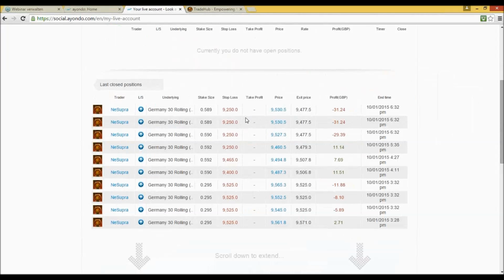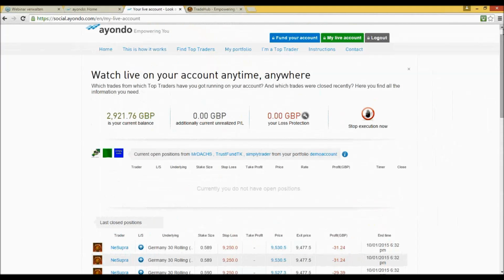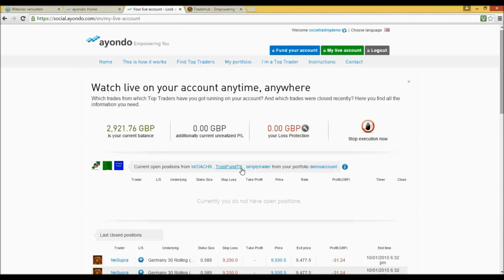Underneath all of that, you've got your last closed positions, so almost a history. We can see here Any Supra was someone I was following, and he had some trades on the German 30. The majority of them lost, but there were some big winners here as well. At the moment, these three traders don't have any open trades running, so that's why my portfolio is not shown. Hopefully throughout this webinar one of those guys will put a trade on and we should be able to see something.